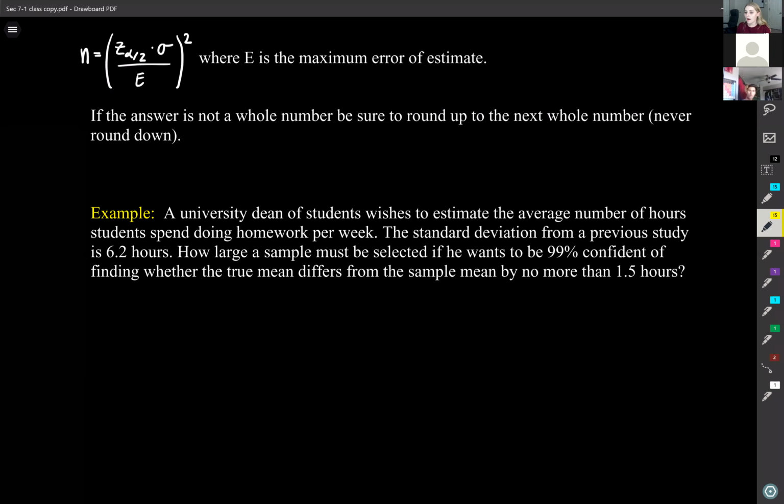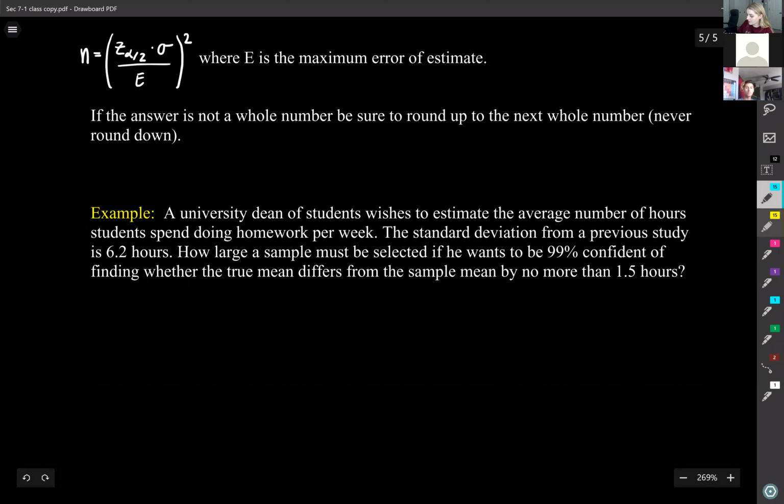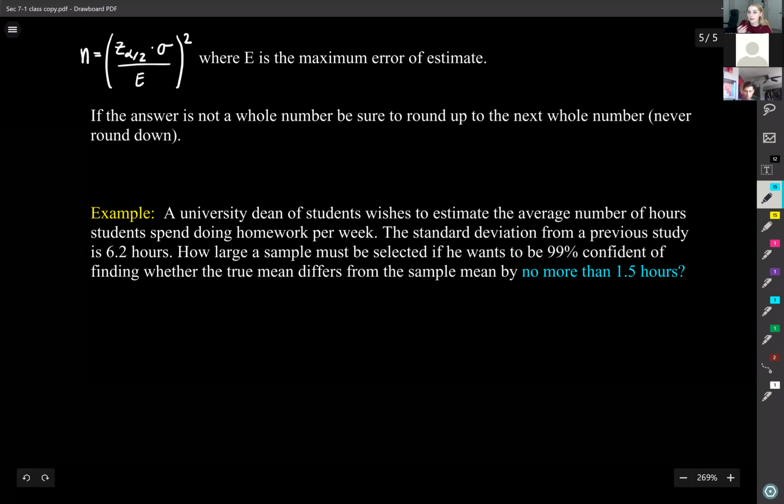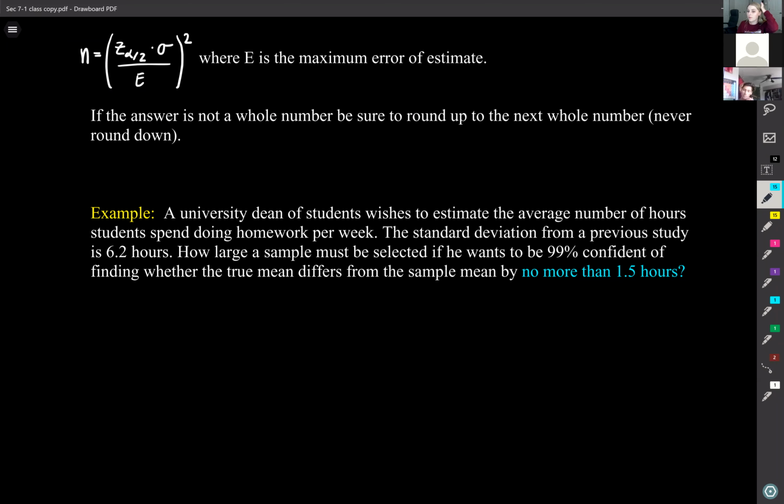Okay. Like I said, we've been given a few things about what we're looking for, and we know that he wants to be 99% confident. And this is the maximum error of estimate down here, where it says by no more than 1.5 hours. So we want to know how big a sample size we need in order to be 99% confident that we're not differing by more than 1.5 hours from the true mean.